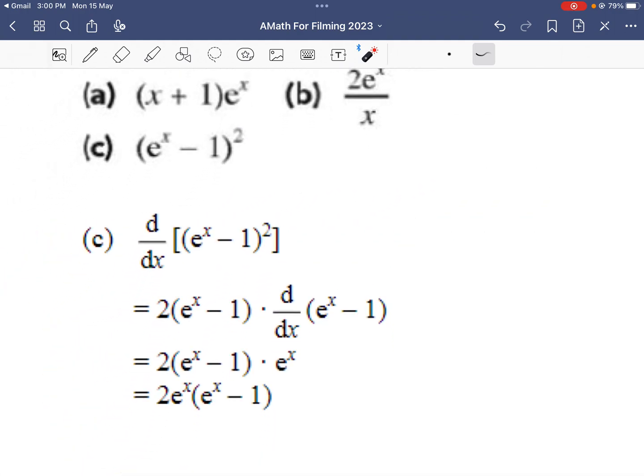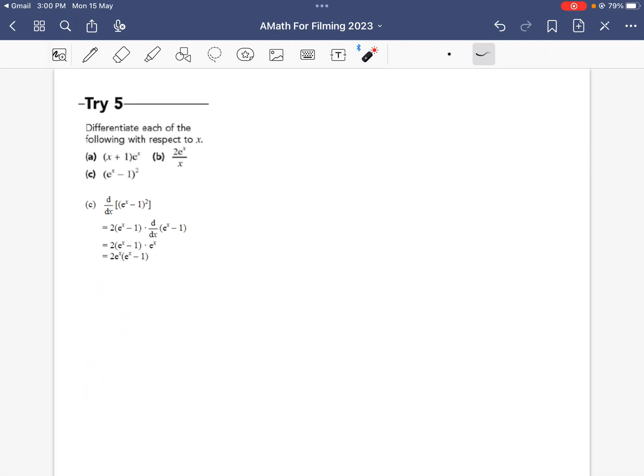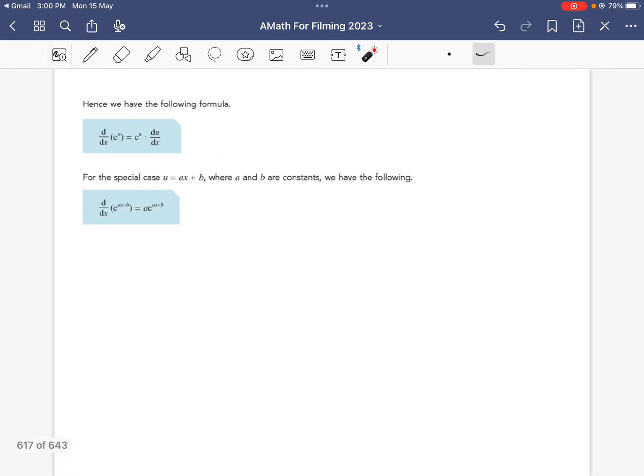In part C itself, what happens is we apply the chain rule. So the 2 comes down, 2 times e to the power of x, power minus 1. You differentiate what's inside the bracket, you're left with e to the power of x. So if you simplify, 2 times e to the power of x, we just put it up in the front here, times e to the power of x minus 1. And this is it for try 5.